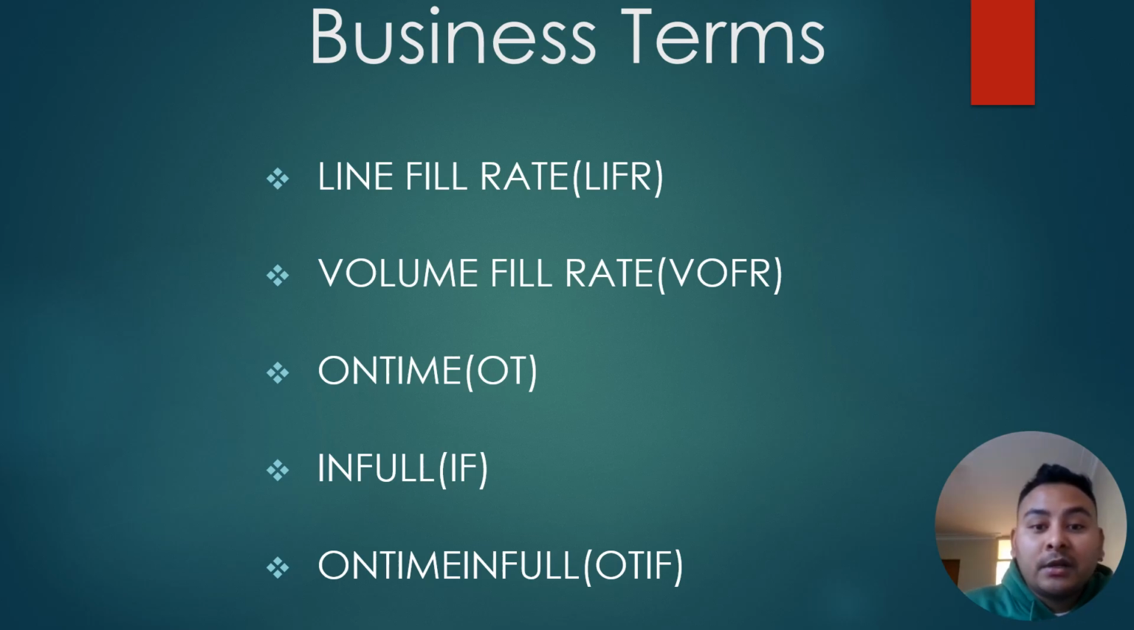Let me give you another example. The deal was 5 of each product, and in this example, let's say I have supplied 5 of the bananas and 0 of the other product. In this scenario my line fill rate will not be 0, it will be 50%, and my volume fill rate will also be 50%. So line fill rate deals with the unique products, whether they have been fulfilled or not.